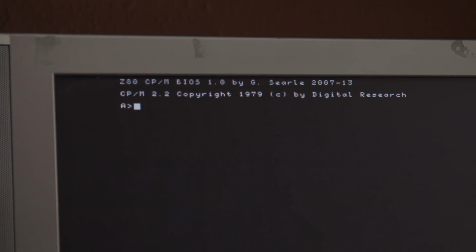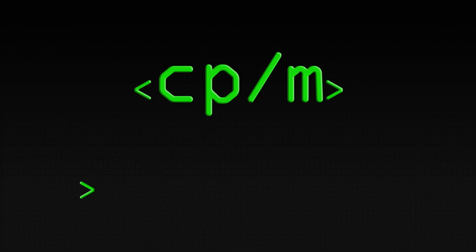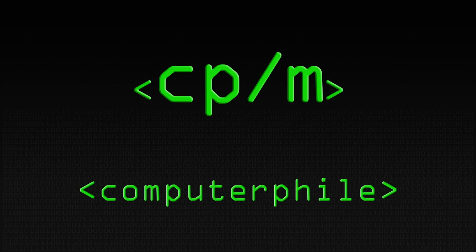Today I thought we'd go over CPM, the very first operating system for microcomputers. Quite a significant thing history-wise, but why don't we use it today? Is it a bit like DOS? It is a lot like DOS.